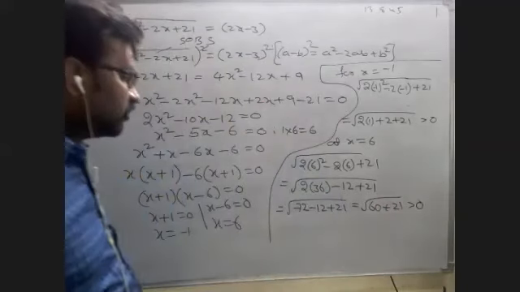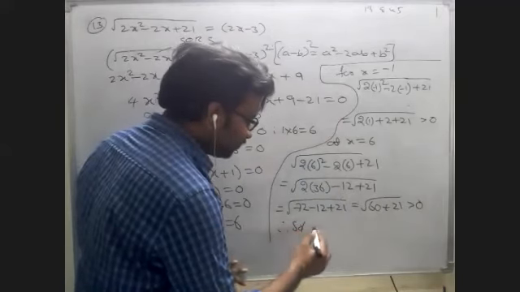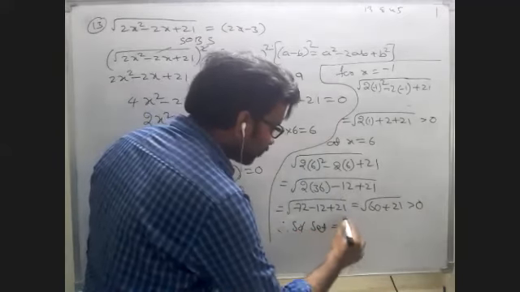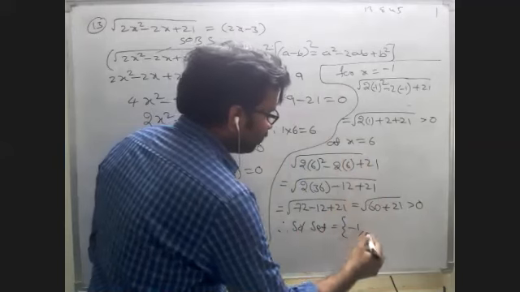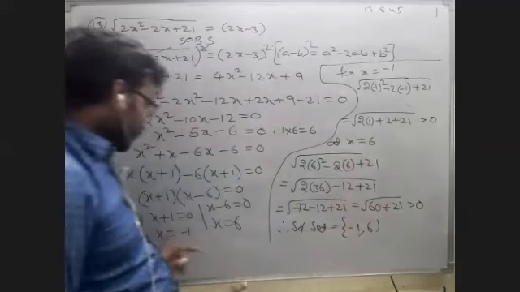So, therefore, the solution set will be, both values are correct. What are they? Minus 1 comma 6, both are correct.